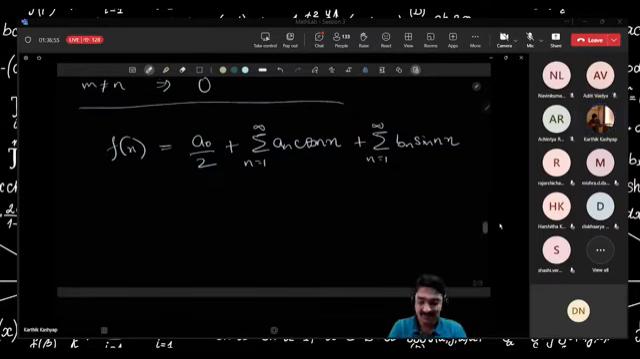So let's try to find a0 first. It is the easiest. So we have seen that integral of sine and integral of cos both are 0 when n is not equal to 0.